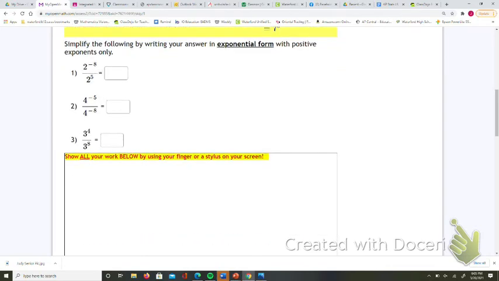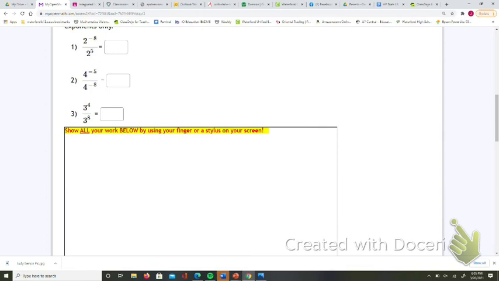Okay, now let's start doing these. So again, you have to show the work. So we have 2 to the negative 8 over 2 to the 5. Okay, so 2 to the negative 8 over 2 to the 5th is going to be 2 to the negative 8 minus 5. Remember the rule. Quotient rule, you subtract your exponents. Okay, I make it plus negative. So it becomes 2 to the negative 8 plus negative 5.